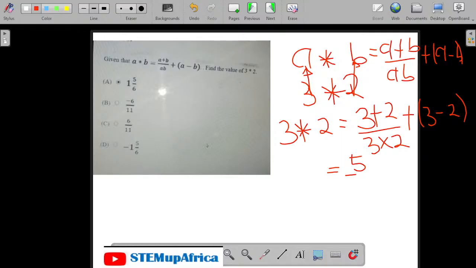So what is 3 plus 2? That will give us 5. 3 times 2, that will give us 6. 3 minus 2, that will give us 1. So all I need to do is to add them, or if you follow the primary school arithmetic, you simply write 5 over 6, which is option A. So the answer is option A. Let's go to the next question.